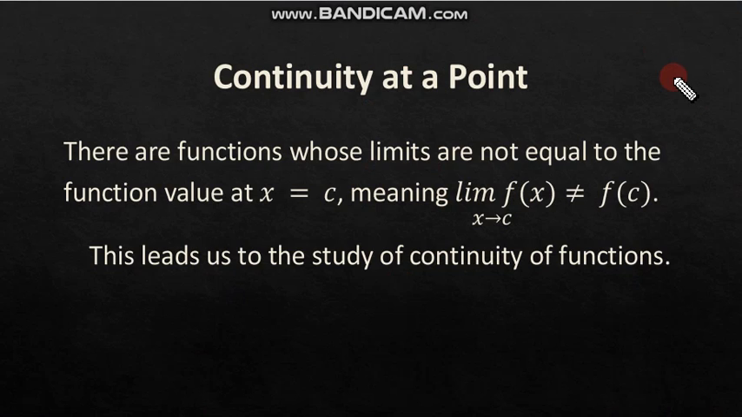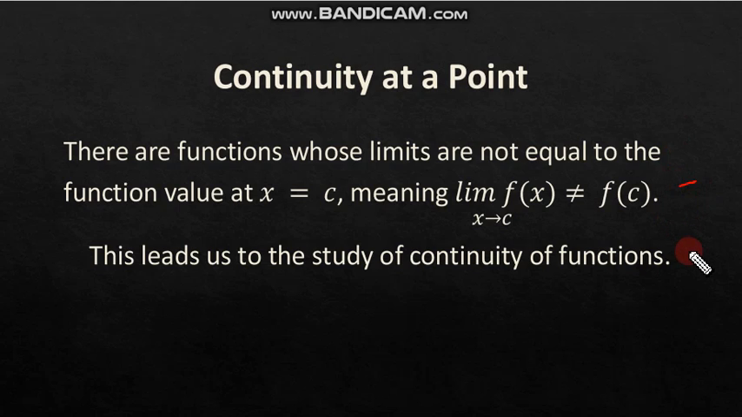Another example is when the limit of the function does not exist because the limit on the left side is not equal to the limit of the right side. That's why the limit of the function does not exist. However, f of c is defined. So in that example, the limit does not equal f of c.